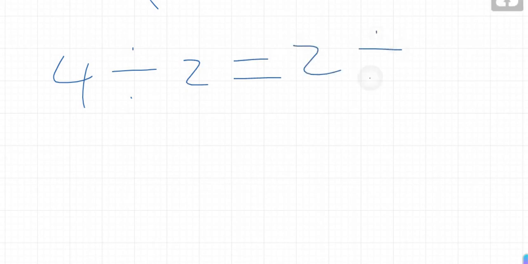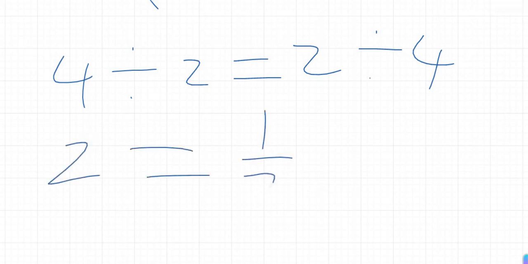Let's say we have 4 divided by 2 is equal to 2 divided by 4. As you look at this, you know by intuition that 2 into 4 gives us 2, and this gives us a half, or actually 0.5. And so we realize that the commutative property does not work with subtraction and division. So it works with addition and multiplication.